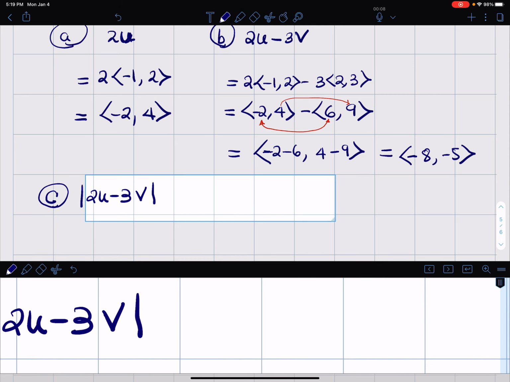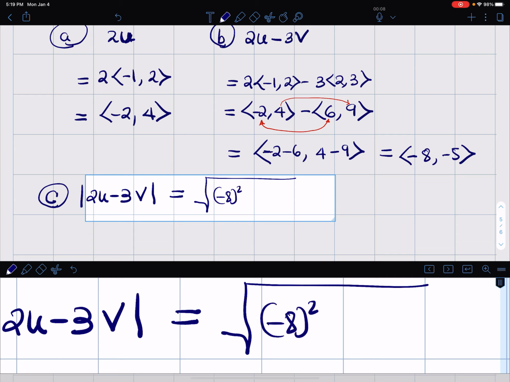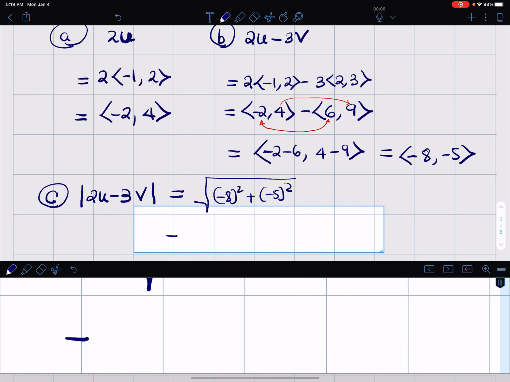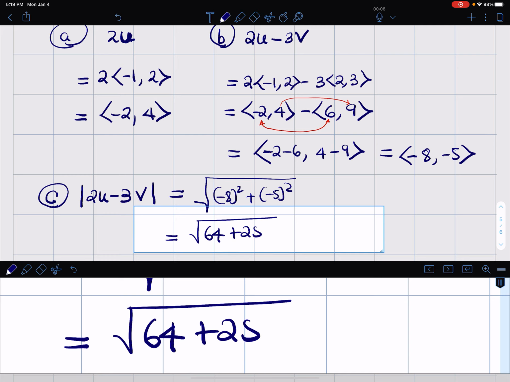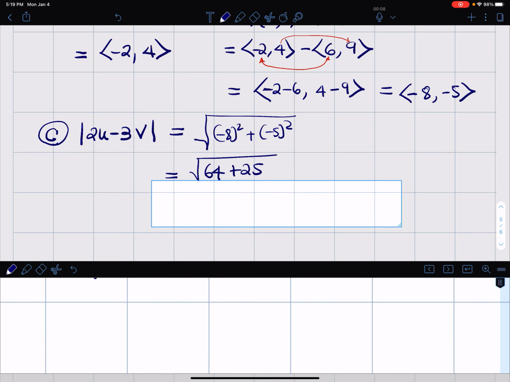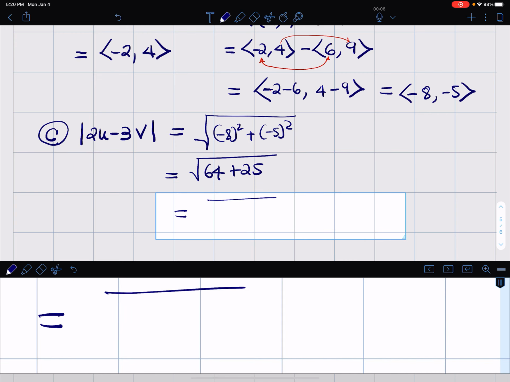So this magnitude is going to be the square root of, we already have 2u minus 3v, (-8) squared plus (-5) squared. So this is going to be the square root of 64 plus 25. That's 89. Can we simplify the square root of 89? I'll let you worry about that. Yes, square root of 89.